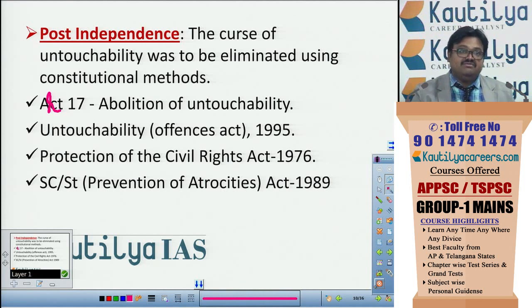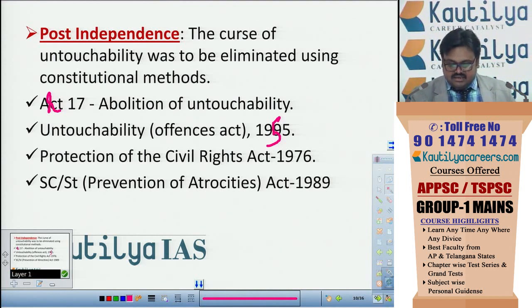Okay, the 1955 Untouchability Offences Act came up in 1955. This is not 95, this is 55. And this Untouchability Act of 1955 was later called the Protection of Civil Rights Act in 1976. In 1976 it was called the Protection of Civil Rights Act. Then came the SC/ST Prevention of Atrocities Act 1989.